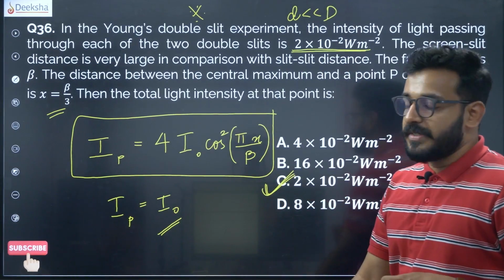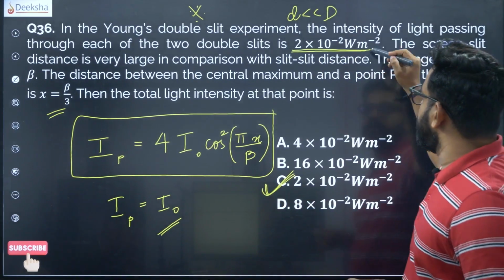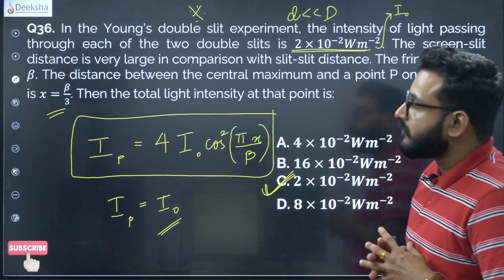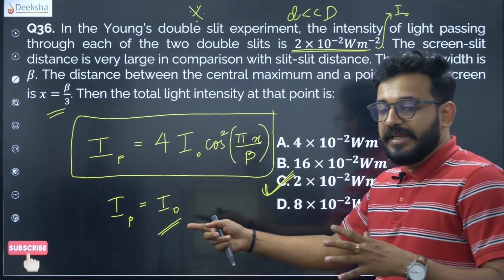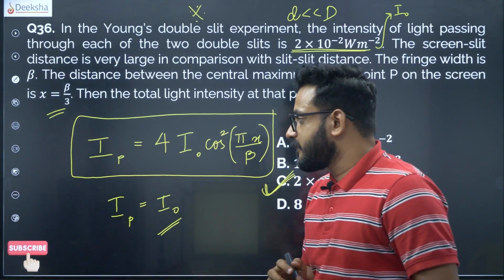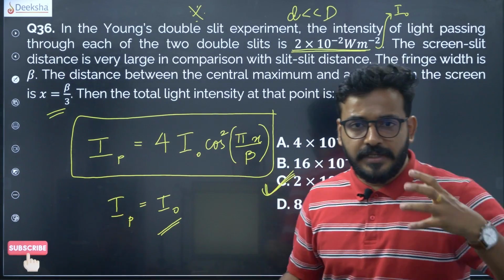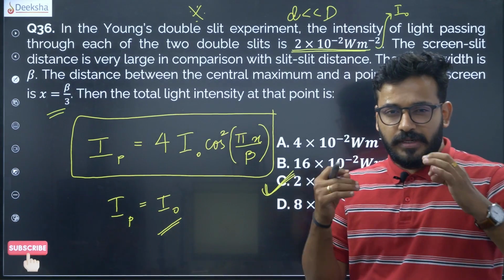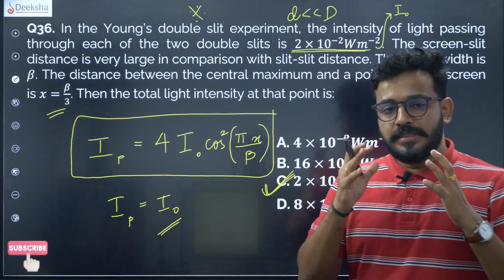So IP is equal to the I naught value, 2 into 10 to the power. Alright, this is the I naught value. So this is again a very important result. Please keep it in mind, students. And if you have any doubt regarding this, anywhere, at any point, or you are finding it difficult to go through, just let me know.